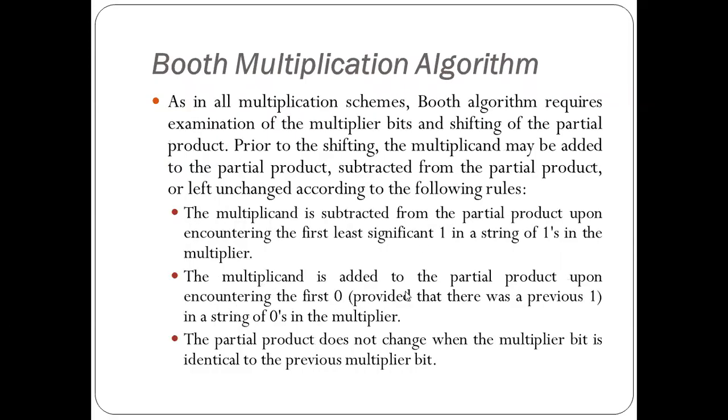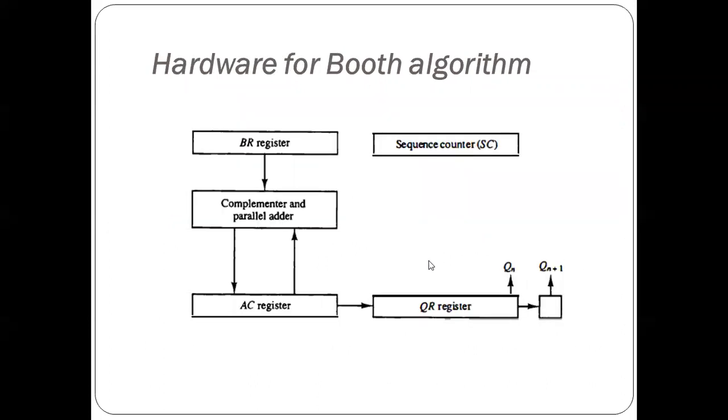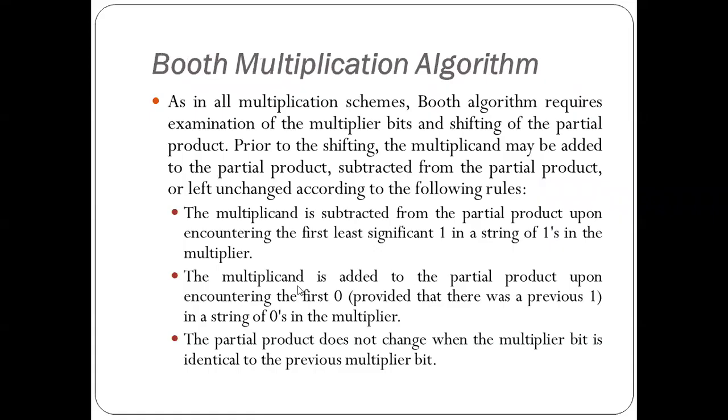Then the multiplicand is added, and the partial product will not be changed whenever the multiplier bit is identical to the previous multiplier bit. Either it is both zeros or both 1, the partial product will not be changed. After performing this, the partial product is shifted right side. Rather than shifting the multiplicand to the left side, we will shift the partial product to the right side. So this is the simple algorithm, Booth's multiplication algorithm.